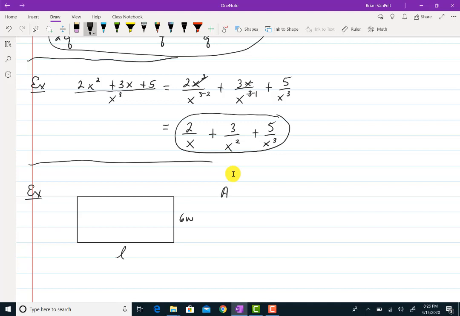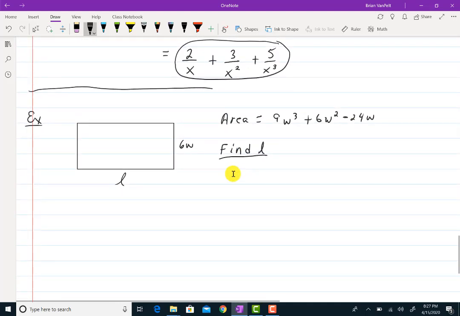You're told the area equals the following: 9w cubed plus 6w squared minus 24w. And the directions are find L. That's what you're supposed to do.